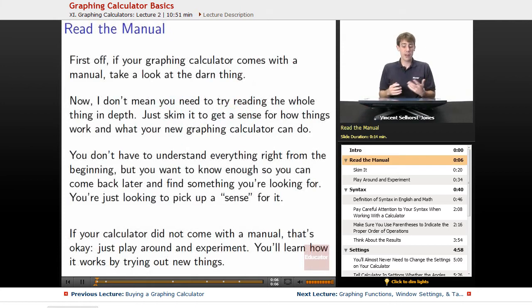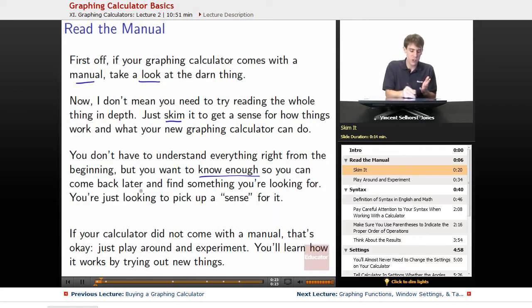First off, if your new graphing calculator comes with a manual, just take a look at the darn thing. Now, I don't mean you have to try reading the whole thing in depth. Just skim it and get a sense for how things work and what your new graphing calculator can do. You don't have to understand everything right from the beginning, but you want to know enough so you can come back later and find something that you're looking for. You're just looking to pick up a sense of how the graphing calculator works.